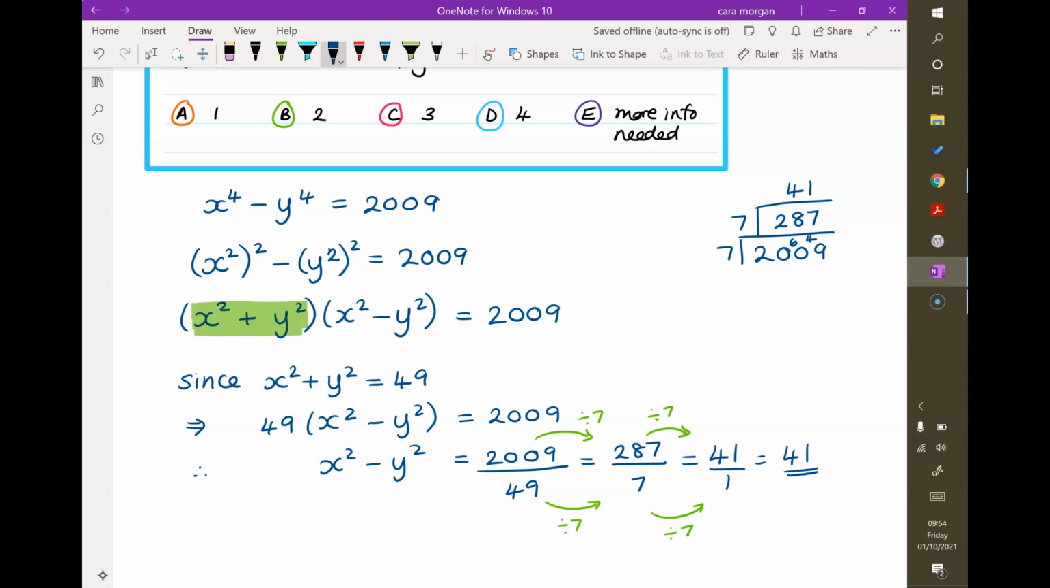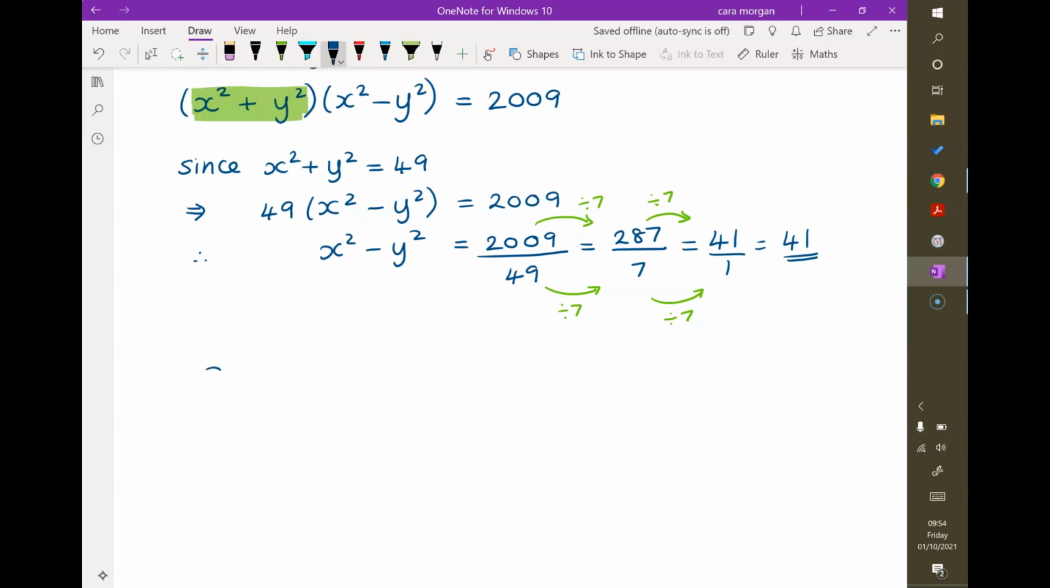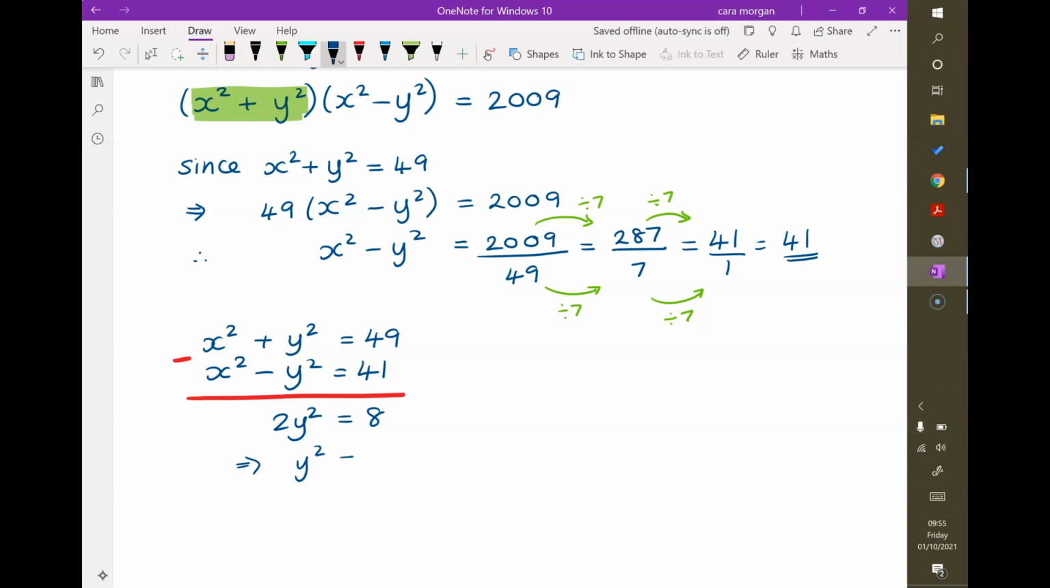Now that means I've got another relationship. I now know that x squared subtract y squared is 41, and I also know that x squared add y squared is 49. I can spot a pair of simultaneous equations now, and I'm going to subtract these. I'm going to end up with 2y squared is 8, which implies that y squared must be 4. Well, if y squared is 4, then y has to be plus or minus 2, or positive or negative 2, I should say. However, I know in the question that I had positive numbers for x and y, and therefore there is only one answer. y has to be 2.